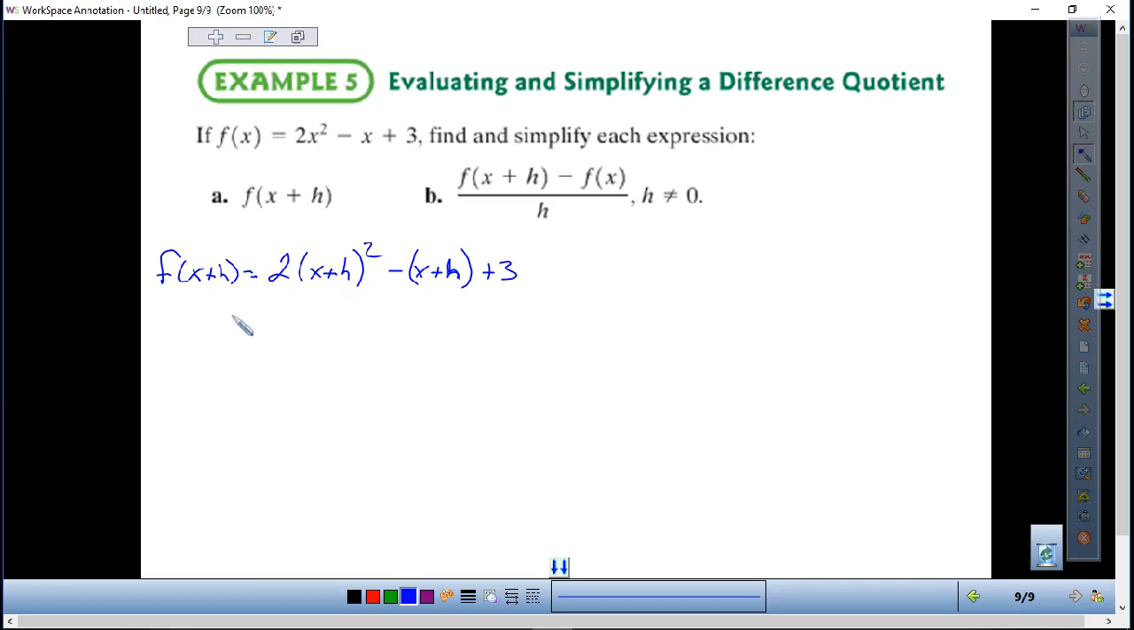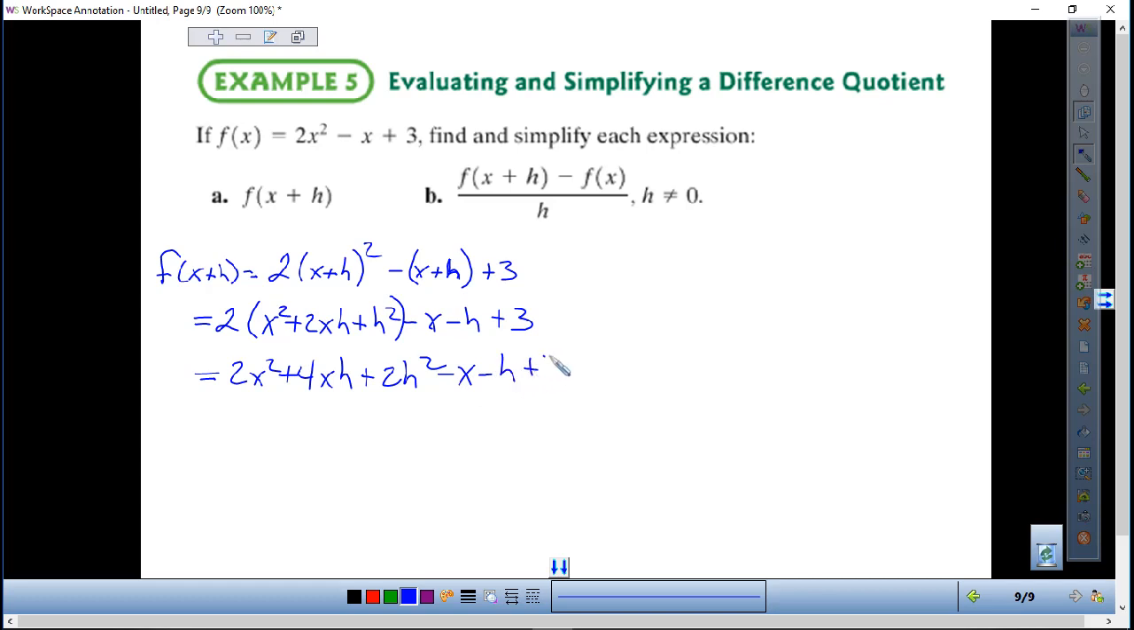Now, you've got to FOIL this out. Don't just square the x and square the h. That's not right. You're going to have 2x squared plus 2xh plus h squared minus x minus h plus 3. I want to distribute the 2 through. I'm going to have 2x squared plus 4xh plus 2h squared minus x minus h plus 3. Alright, so there is my f of x plus h.